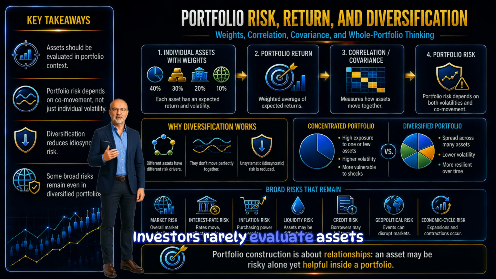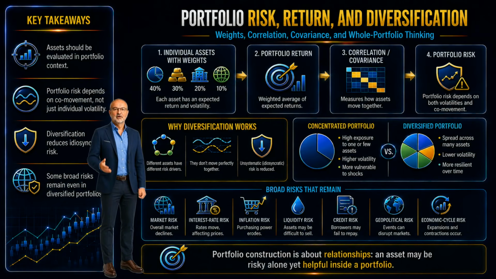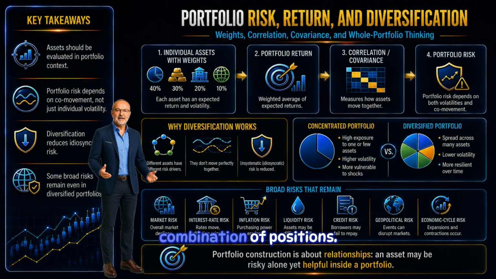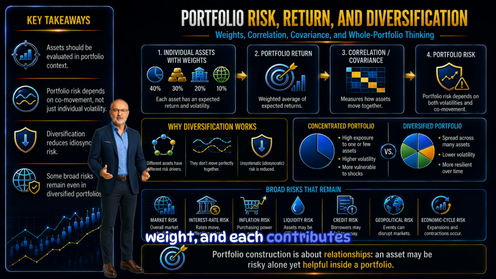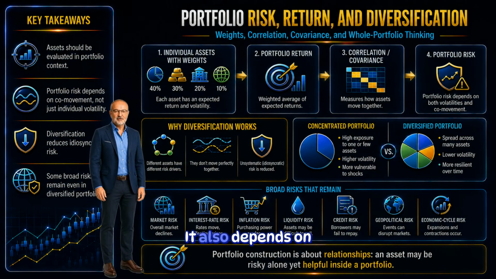Investors rarely evaluate assets in isolation. The relevant question is often how an asset affects the risk and return of the entire portfolio. A portfolio is a combination of positions. Each position has a weight, and each contributes to overall return and risk. Portfolio risk is not simply the weighted average of individual asset risks. It also depends on how asset returns move together.